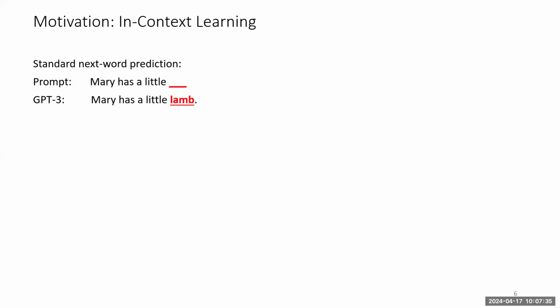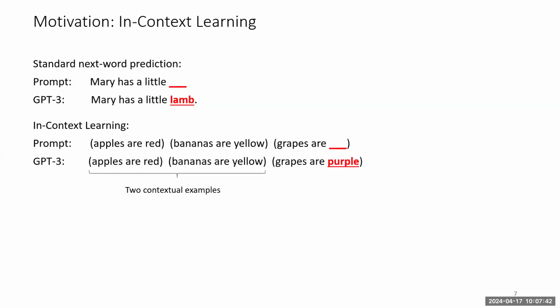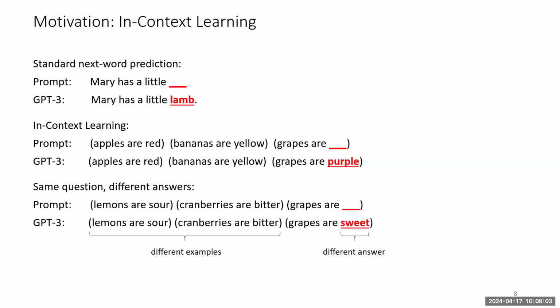An important task that large language models need to perform is that of next word prediction. So here's an example. In-context learning refers to the ability of the large language model to answer the query based on the examples that you provided that gives context. For instance, when I ask what are grapes and I give two demonstrations, apples are red and bananas are yellow, the model correctly infers that I'm asking about the color and answers that grapes are purple. Based on the context, the same question can have different answers.